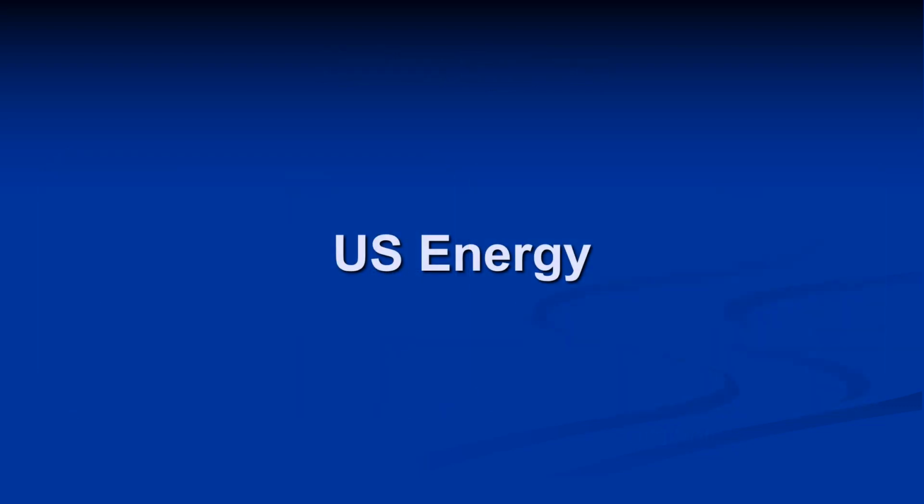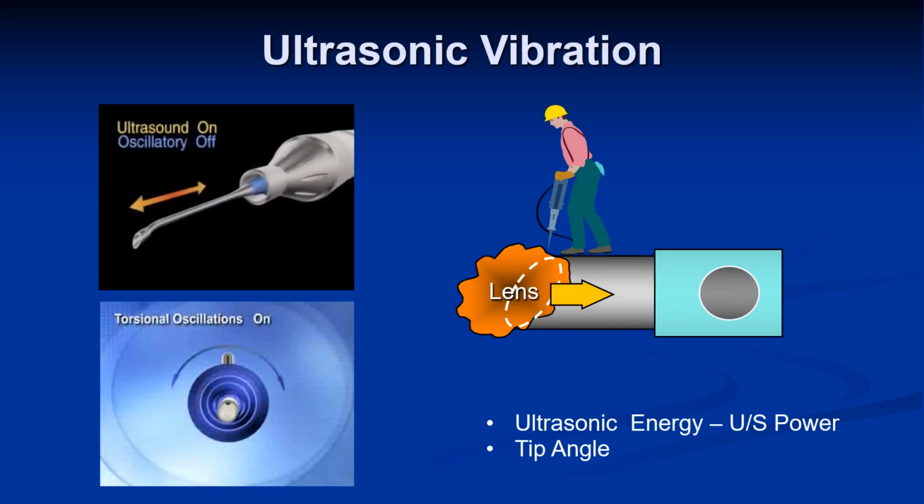Ultrasound is the key component of Phaco emulsification. Vibration of the tip will cut the lens into small fragments, like the jackhammer. The more US power, the more force to fragment a harder lens. Tip angle can be selected, 0, 15, 30, or 45 degree.